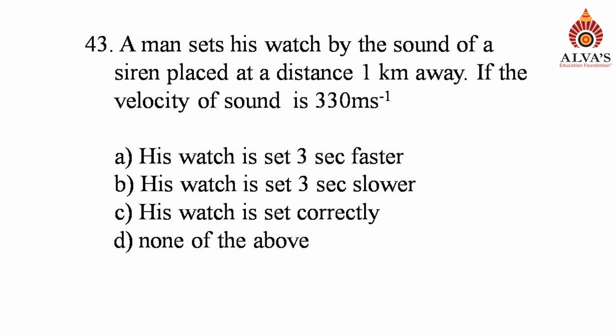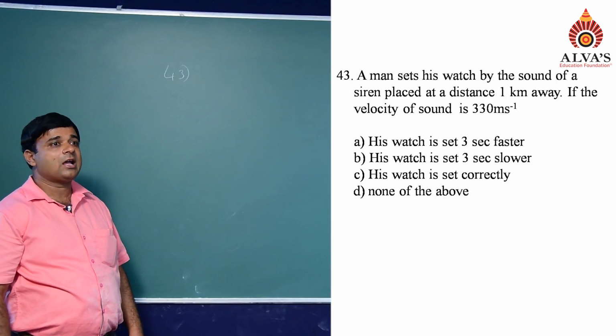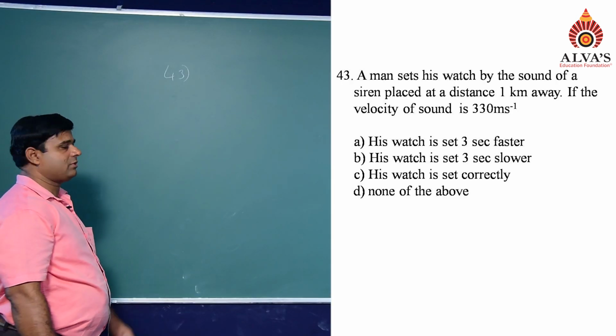A man sets his watch by the sound of a siren placed at a distance of 1 kilometer away. If the velocity of sound is 330 meter per second, how does the man have to set his watch? So, the siren is produced at a point. After traveling a certain distance, 1 kilometer, it should reach the person. Definitely the time taken is larger, meaning his watch should be set slower. Find out the time taken.